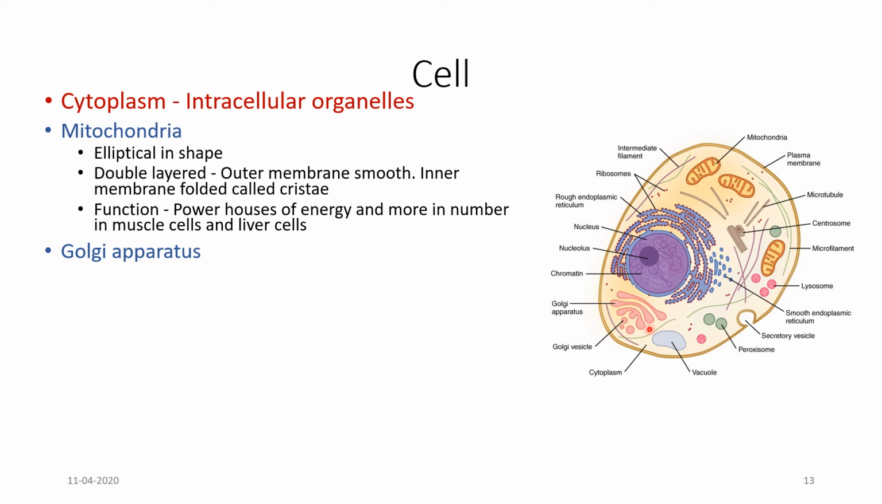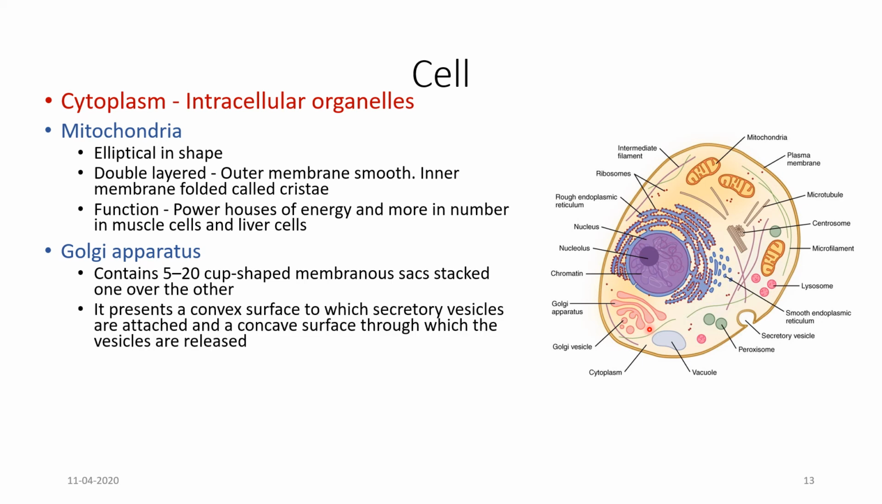Golgi apparatus. It consists of 5 to 20 cup-shaped membranous sacs that are stacked one over the other. It presents two surfaces. One is the convex surface, the other is the concave surface. So in relation with the convex surface, secretory vesicles will be attached to this surface, and from the concave surface the vesicles are released.